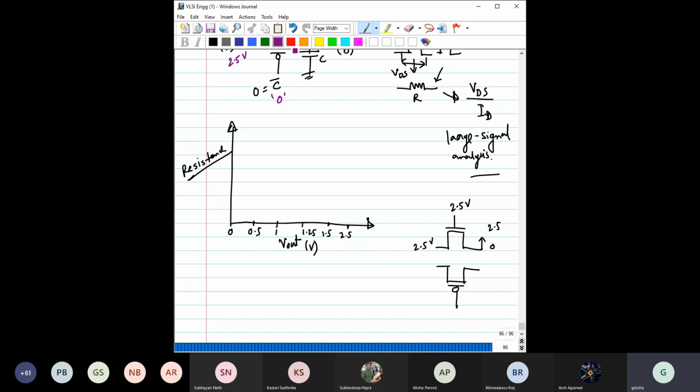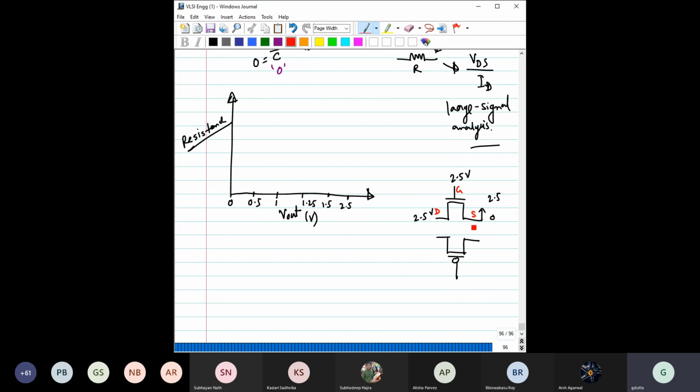Okay, so here, identify the terminals. This is obviously gate. This is obviously drain, higher potential. This is starting from 0, so we can say that this is the source terminal here. Then in that case, please tell me in which mode the transistor is operating. This transistor is operating in which mode? Saturation. Always in saturation, right? You can see this VD and VG are the same, right? So it will be always in saturation.